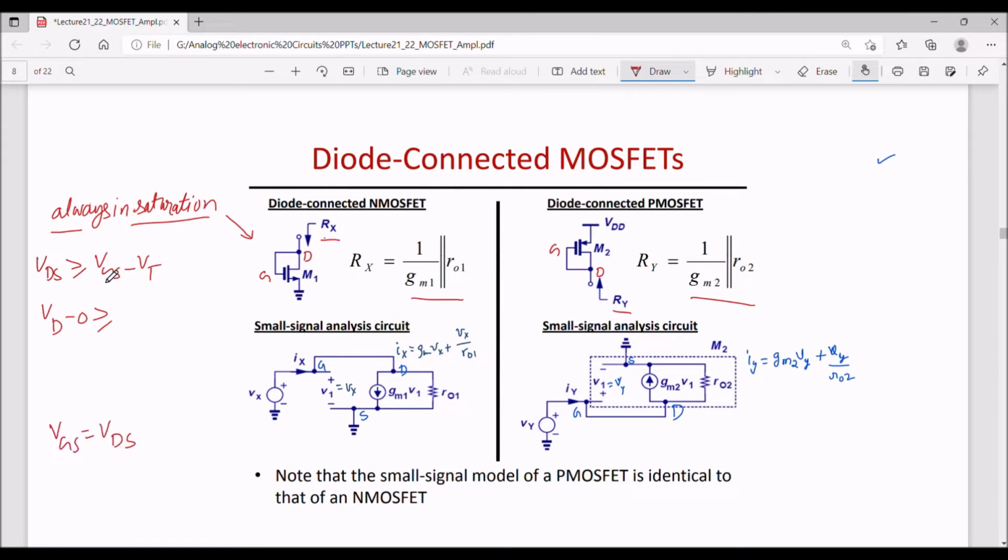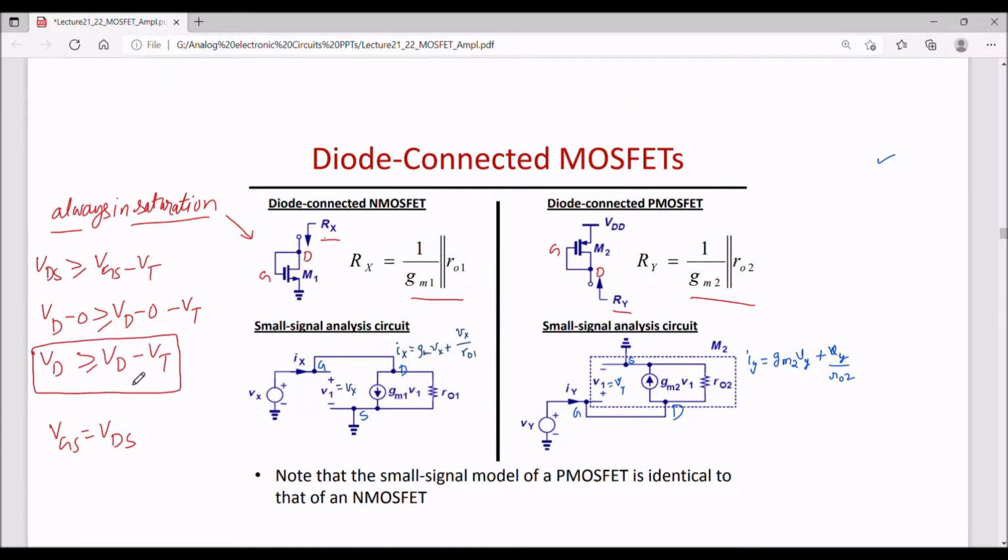So in this equation I can replace VGS by VDS. So VD minus 0 minus VT, or VD is greater than or equal to VD minus VT. So this is true. That is, the drain voltage is always greater than the drain voltage minus the threshold voltage. This condition is always fulfilled, so this MOSFET will always be in saturation because gate and drain are tied together. Similarly for this PMOS, the gate and drain are tied together, so it will always be in saturation.